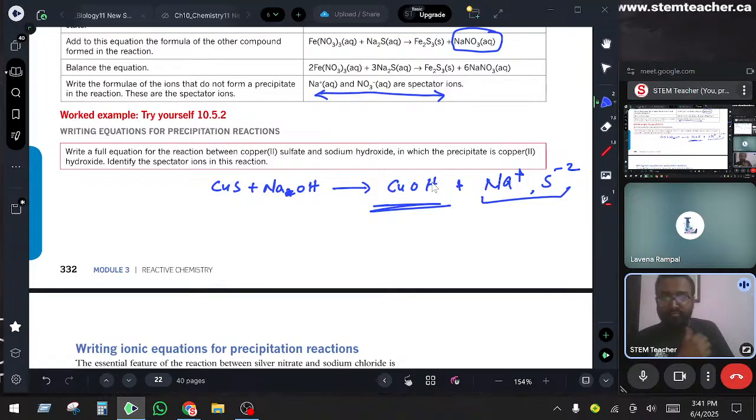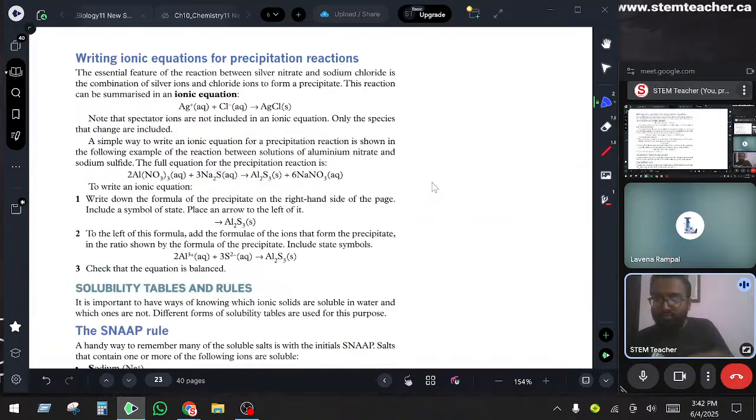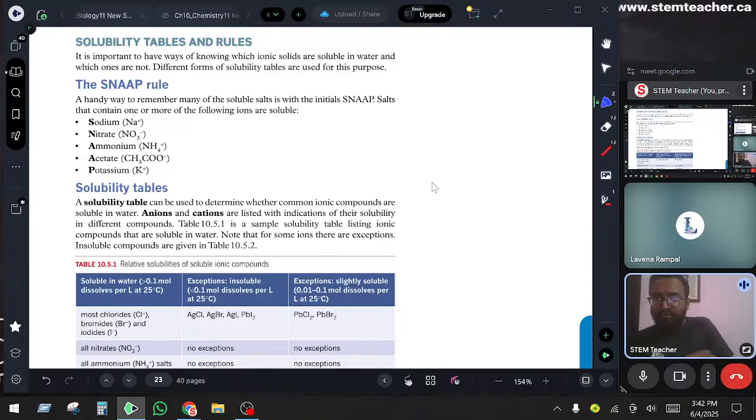You can see, he did not give that reaction also. No problem. So it is AgCl. He gave the AgCl. NaNO3 it is aqueous, means they are spectator ions. We call it spectator ions. Yeah. So now this is the table he gave. So solubility table and rules. Solubility table and rules. So can you read this?